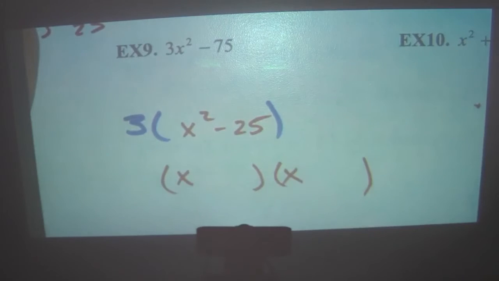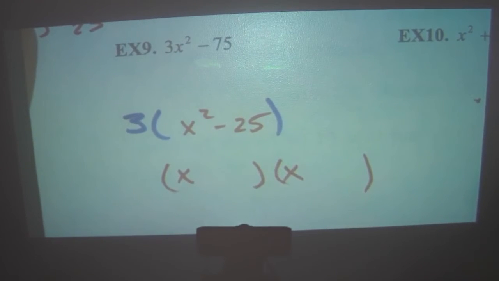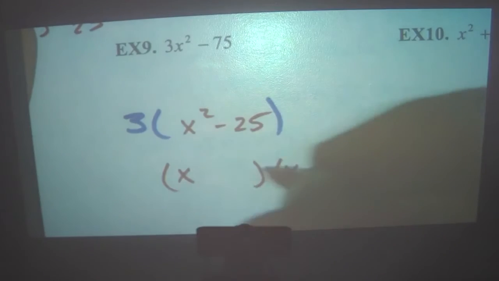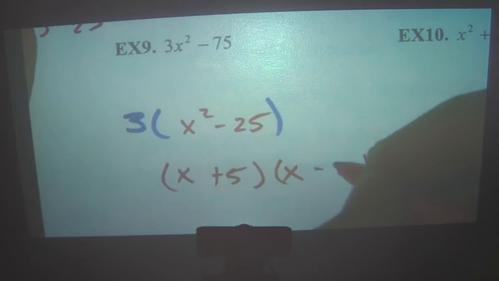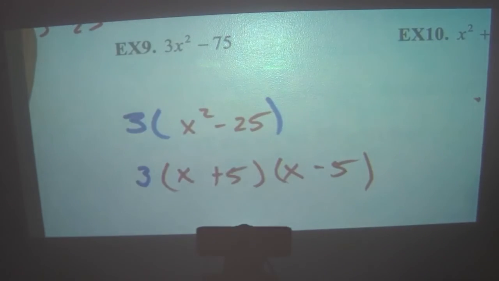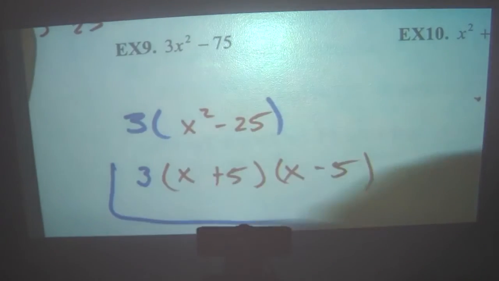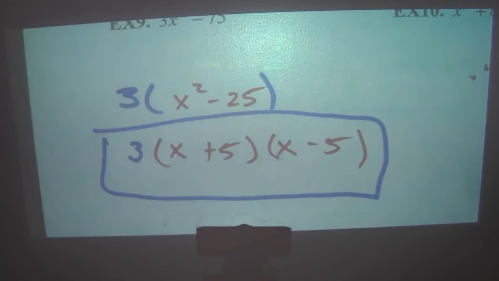So I've got x and x. What are factors of negative 25 that add up to 0, because there's no middle term, there's no x term? What'd you guys get? Plus 5 and minus 5. Awesome. Nice work. Okay, and then final answer. Don't forget about the 3 you took out. So final answer is 3, and then the quantity x plus 5, x minus 5, or x minus 5, x plus 5. So either one of those.